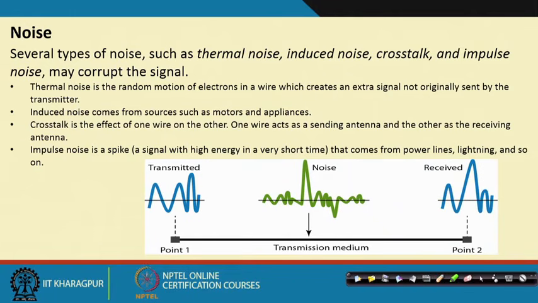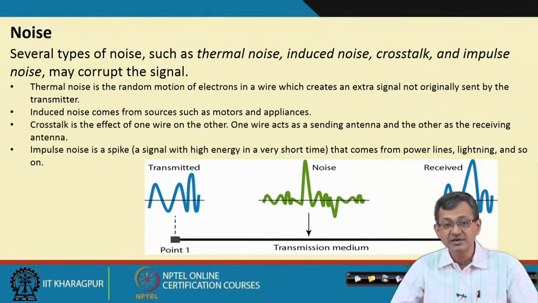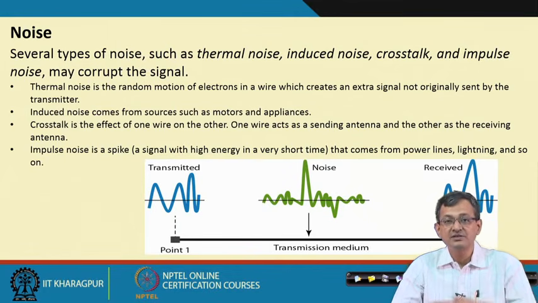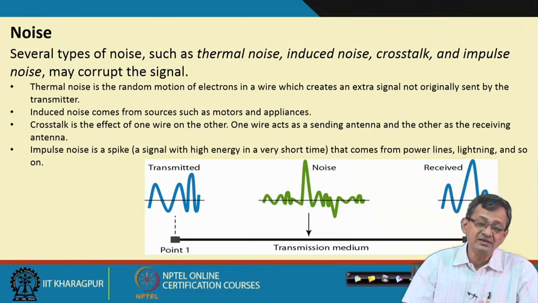Induced noise comes from sources such as motors and appliances. Crosstalk is the effect of one wire on the other. One wire acts as a sending antenna, the other as a receiving antenna. So, it is crosstalk when two wires are in a nearby location. Impulse noise is a spike signal with very high frequency and very short duration that comes from power lines, lightning, etc.